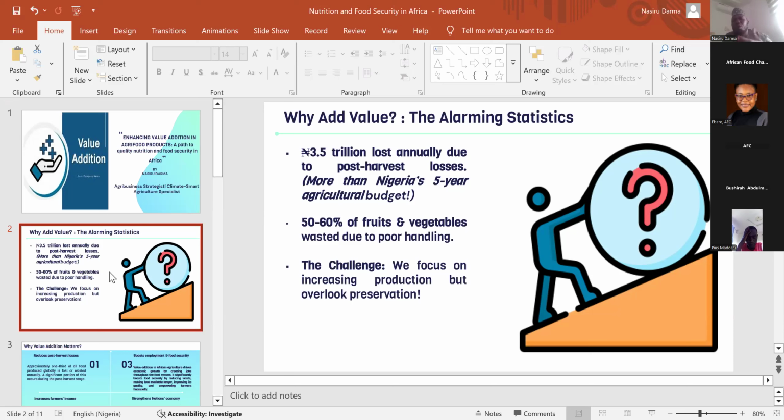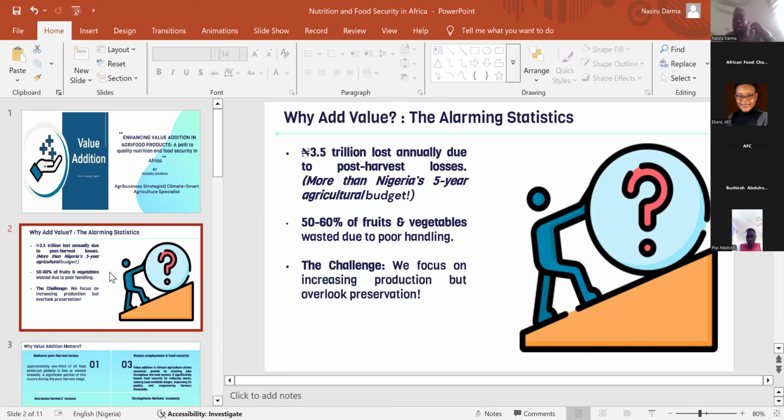So how are we losing this? For vegetables and fruits, 50 to 60% of the quantity produced globally is lost as a result of what? Poor post-harvest handling. 50 to 60%. This is quite staggering. This is quite alarming. So this is what we should pay attention to.